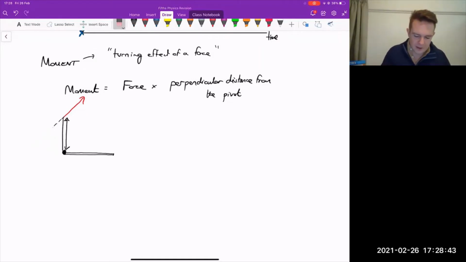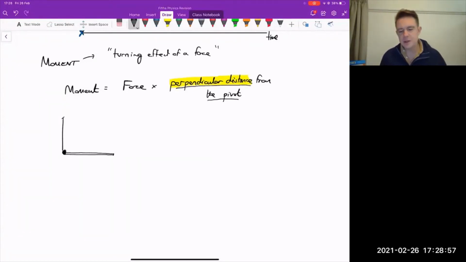Now, don't worry too much about perpendicular distance, okay? I would always write the full perpendicular distance from the pivot, don't just write distance, but you should have some familiarity with what it means. It means that whatever line connects the pivot to where you apply the force arrow has to be at 90 degrees to the force, in order for you to use that distance to calculate the moment.